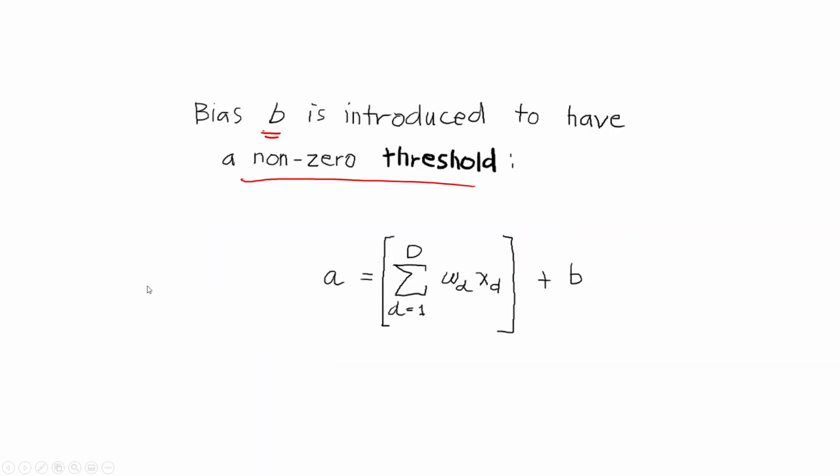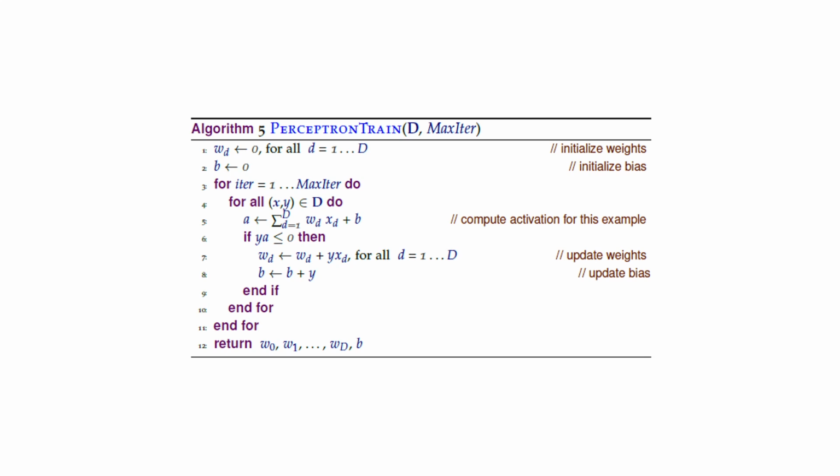So here's the algorithm. This is the training function. We have here our data set. This is the max iteration, which we're going to discuss later. Initially, again, this is just a very simple implementation of the perceptron algorithm.